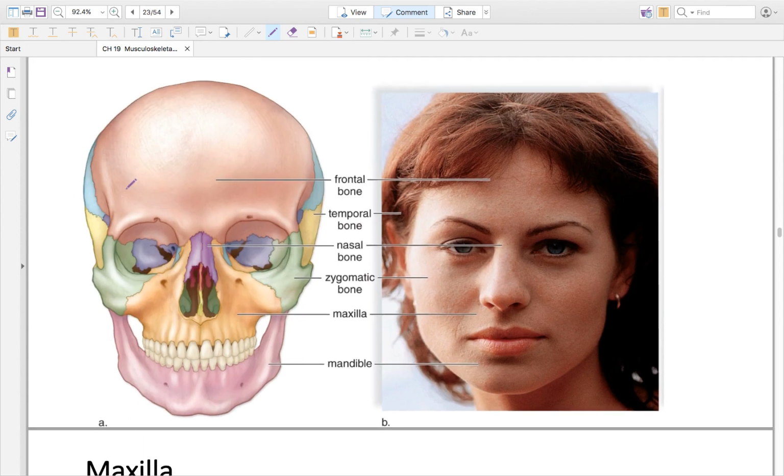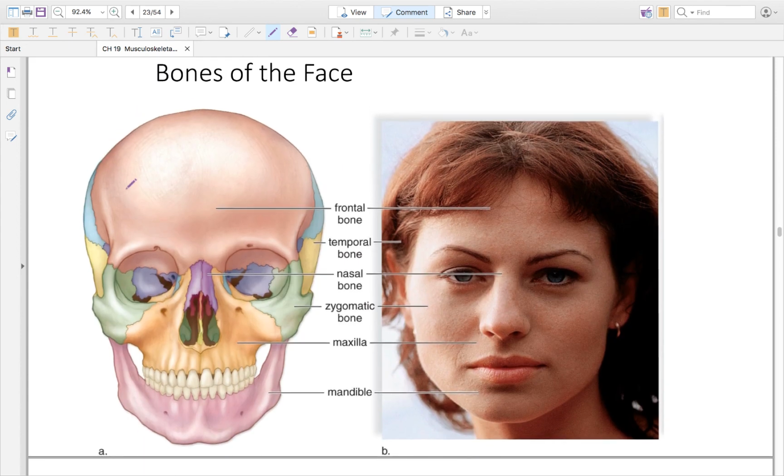Now, just to show a little bit more of exactly where these bones are. Frontal bone, that makes up your forehead. Temporal, that's going to be where your temple is, right? And then, I haven't discussed this, but I'll briefly discuss it. You see these little tiny flat bones, that's your nasal bone, so it's going to be the top of the nose. Your cheekbones, the zygomatic, maxilla, mandible.